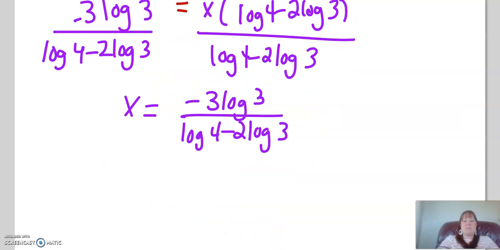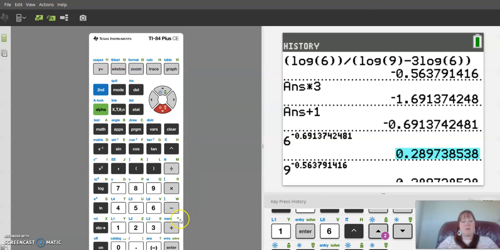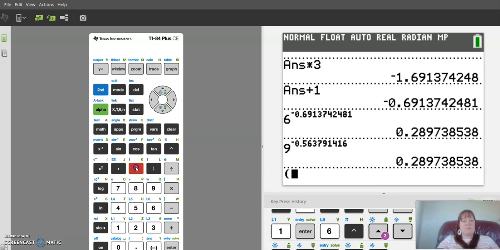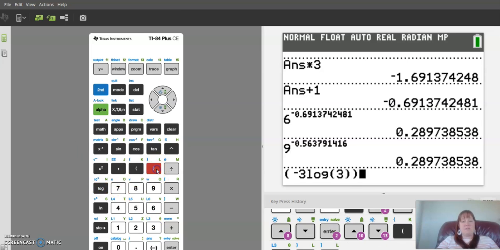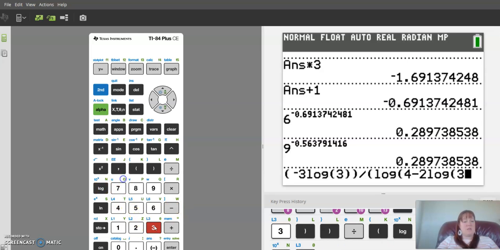So let's plug this into our calculator. And again, we're going to put parentheses around the whole top and around the whole bottom so that when we put it in, it all comes out the right way. Okay, so let's see, parentheses, negative 3 log 3, we got to close those parentheses, divided by, and then we open up our bottom parentheses, and we have log 4 minus 2 log 3.